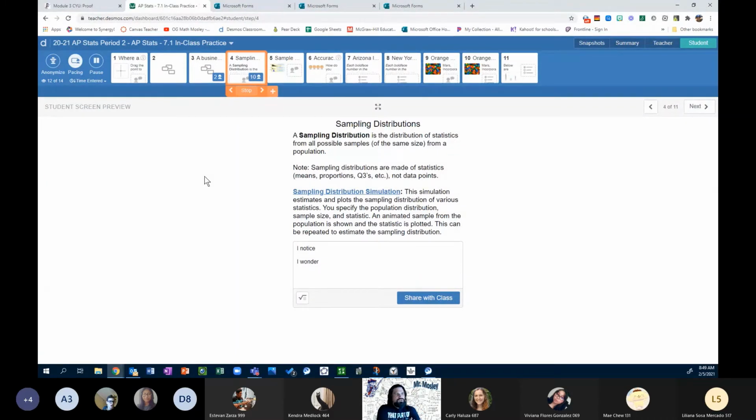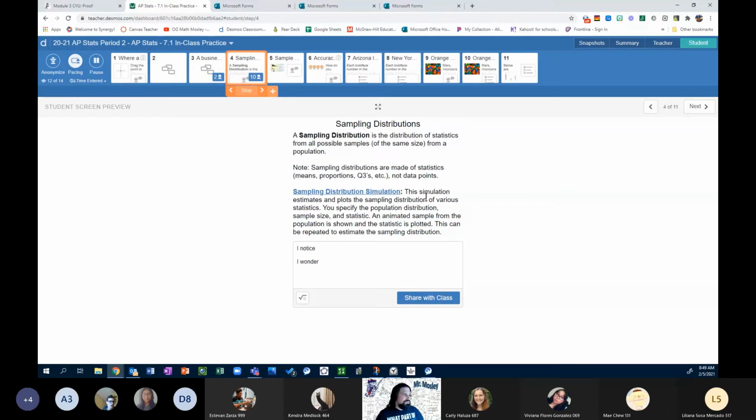This is sampling distributions. A sampling distribution is the distribution of statistics from all possible samples of the same size from a population. Note, sampling distributions are made of statistics, means, proportions, quartiles, etc., not data points. And also note, the statistic will not always be the mean from your sample. It might be a standard deviation, a quartile, a variance or a range or something like that. It's just a statistic, something you're measuring from your sample.